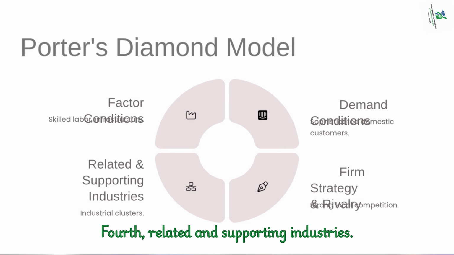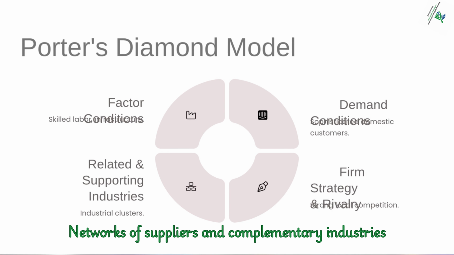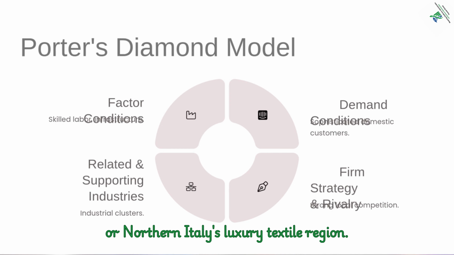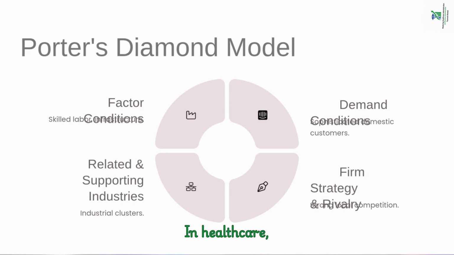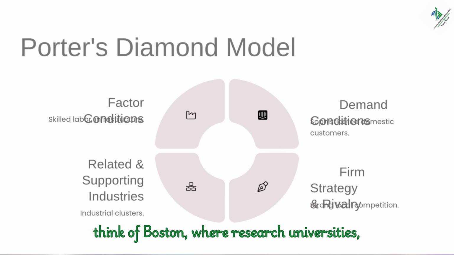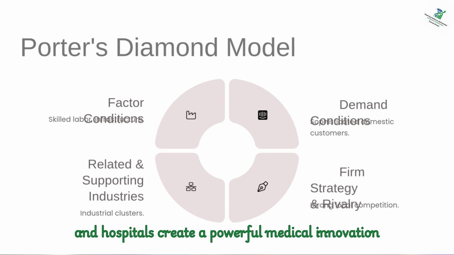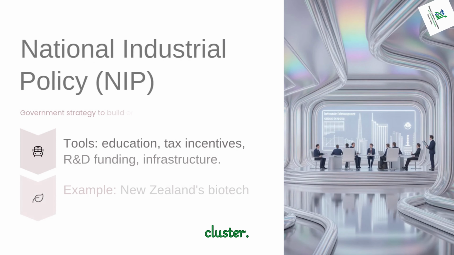Fourth, related and supporting industries. Networks of suppliers and complementary industries form clusters. Example: Silicon Valley's tech ecosystem or northern Italy's luxury textile region. In healthcare, think of Boston, where research universities, biotech startups, and hospitals create a powerful medical innovation cluster.